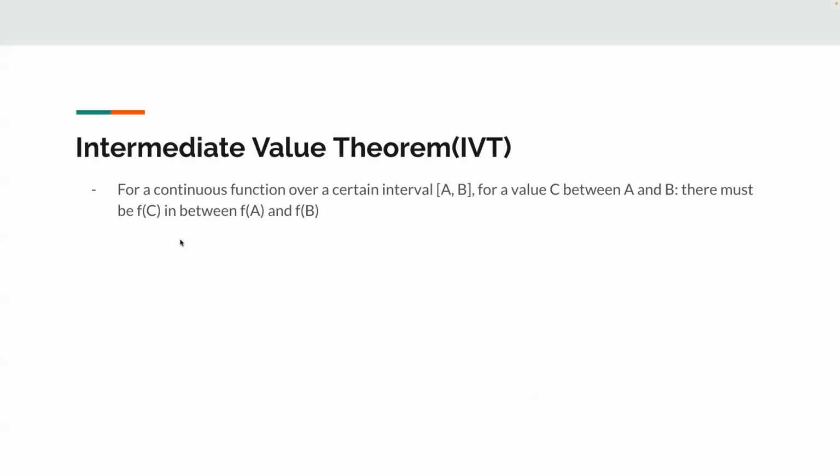The intermediate value theorem essentially just states, it's kind of logical, for a continuous function over a certain interval a, b, for any value c between a and b, there must be a value f of c in between f of a and f of b. So if c is the x value in between the x value a and the x value b, there must be a y value f of c, which is in between the y value f of a and the y value f of b, if it's continuous over that interval. This just kind of makes sense, right? Because you're not going to get from one y value to another without passing every single value in between it, if it's continuous.